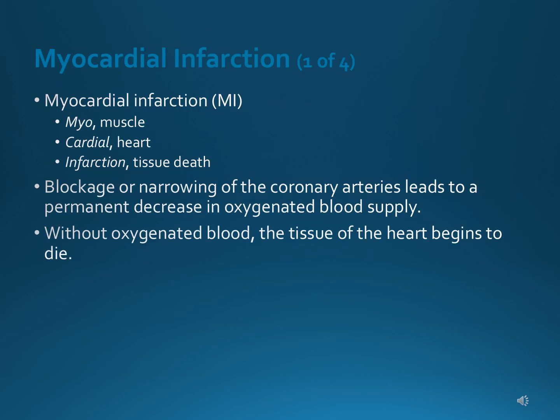The next one we're going to talk about is myocardial infarction. It's also known as an MI or heart attack. When you break the word down, myo is muscle, cardial is heart, and infarction is tissue death. So it is caused by the blockage or narrowing of the coronary arteries, which leads to a permanent decrease in oxygenated blood supply. And without that oxygenated blood, the tissues of the heart will actually begin to die.